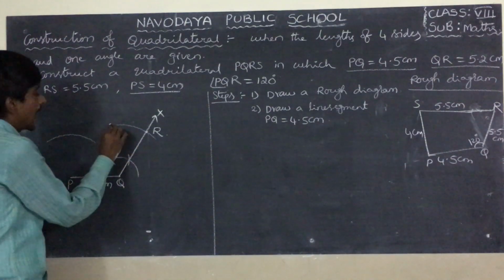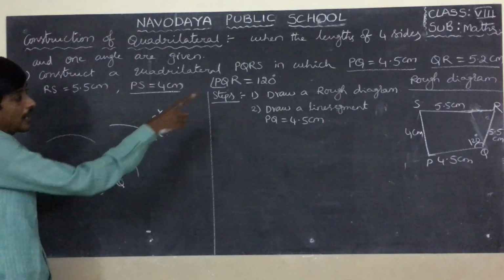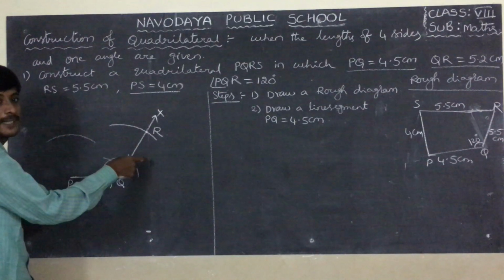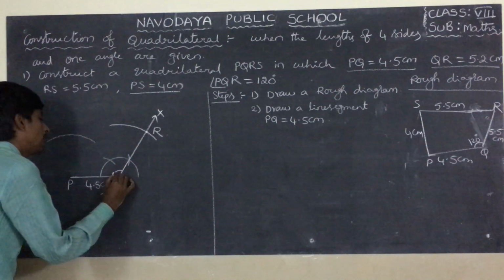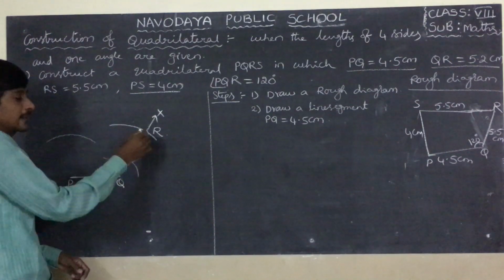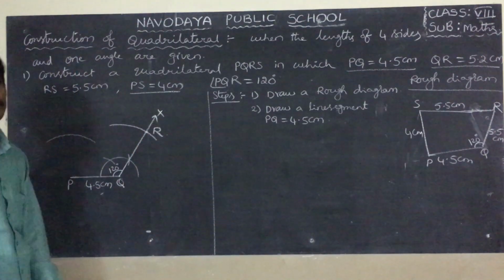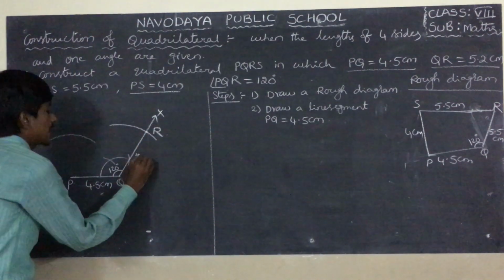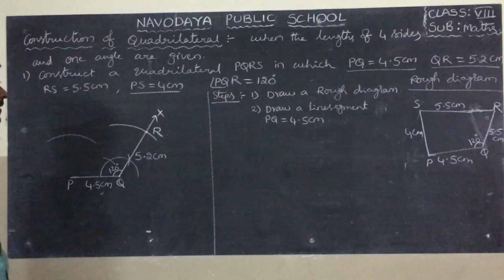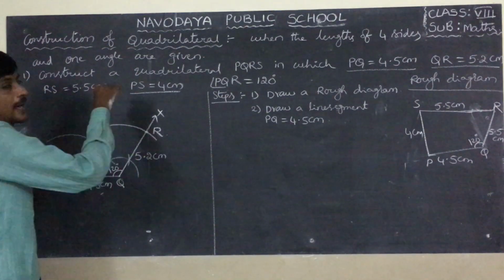Okay. The arc and ray intersect at a point. QR, 5.2. This is the arc. The arc and here the 120 degrees angle ray. This arc and ray intersect at a point. That point is R. Okay. So this is 5.2 centimeters. Now you know the points P, Q, and R.